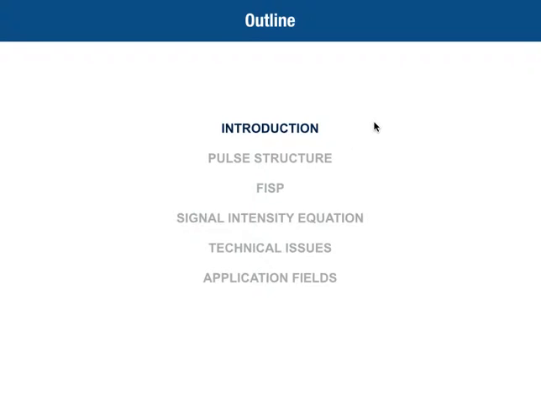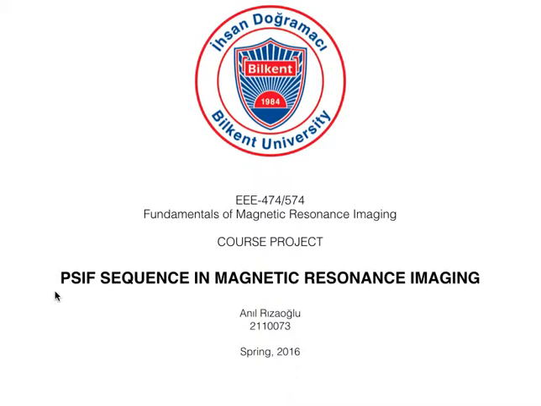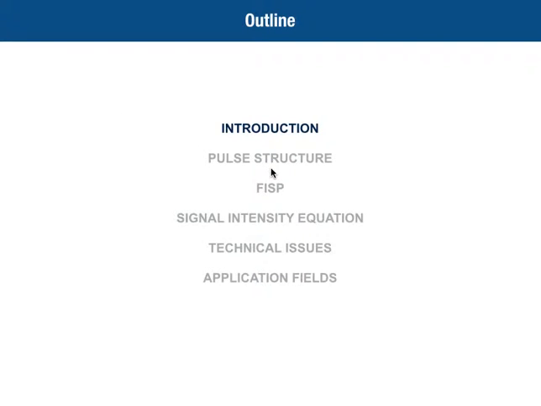First of all, I will be starting with the introduction, and as you recognize, I didn't give the full version of the name because I just gave the abbreviation right now, which is PSIF. In the introduction part, I will talk a bit about the naming of the pulse and then the history of this pulse sequence. And then for the sake of completeness, I will give the pulse structure, I mean the X, Y, Z gradient mechanisms and how the readout and RF pulses are oriented in the time domain.